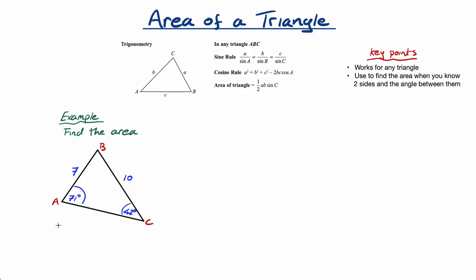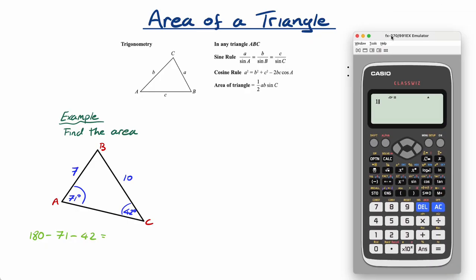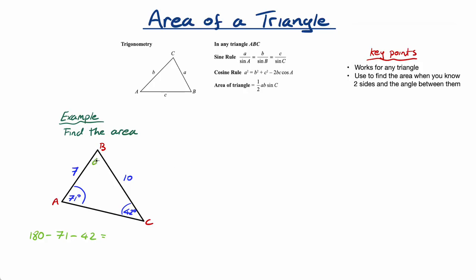So I'll do 180 minus 71 minus 42. I am going to, guys, use a calculator here because I don't want to mess this up. 180 minus 71 minus 42 is 67. Okay, so this angle here is 67 degrees. So now I can go, fine, area is equal to a half ab sine C.